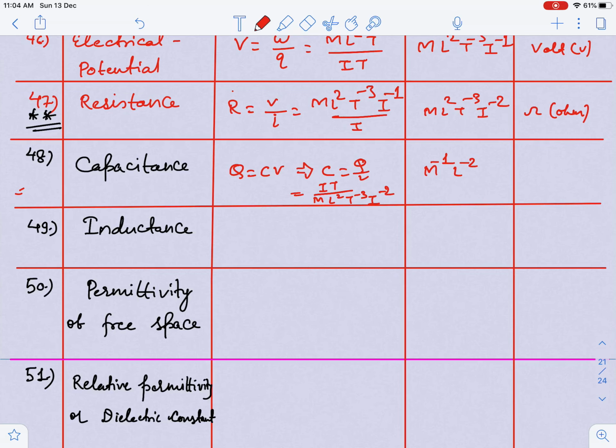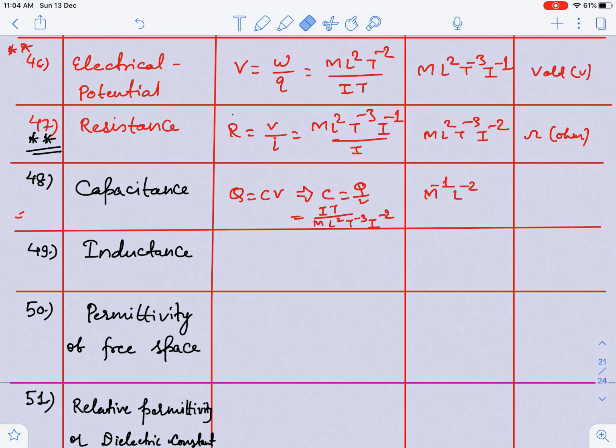Yeah guys, capacitance. So this is minus, not minus 2, which is minus 1. So ML²T⁻³I⁻¹. So it will become, guys, I to the power 2 and T to the power, see this is T to the power minus 3, when it goes up, T to the power 4. So you can arrange it like that: M⁻¹L⁻²T⁴I². This is the dimension of capacitance, and farad is the SI unit, denoted by F.